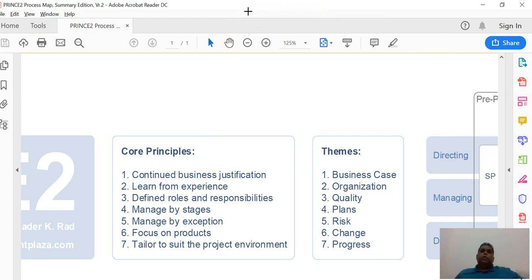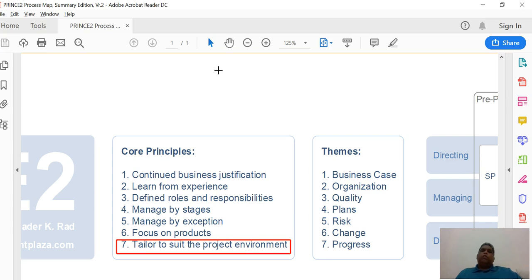And the last principle is a principle called Tailor to suit the project environment. Now, this is an important principle, and in the 2017 edition of PRINCE2, there has been a greater emphasis on tailoring the project to suit the project environment. Let me give you an example of what PRINCE2 means by tailoring to suit the project environment.